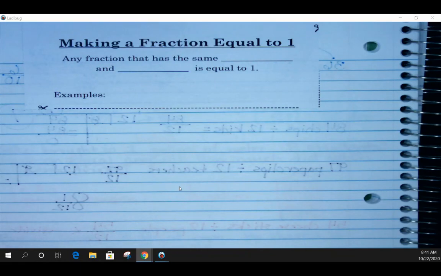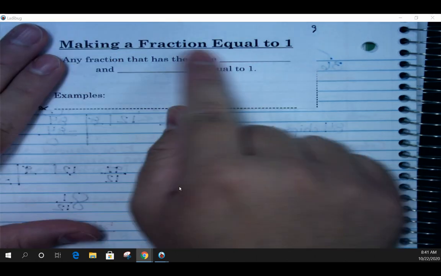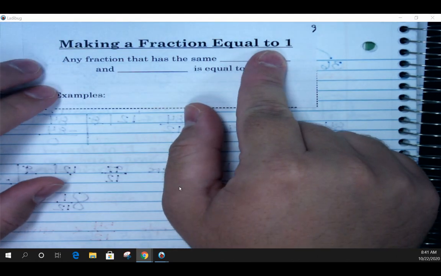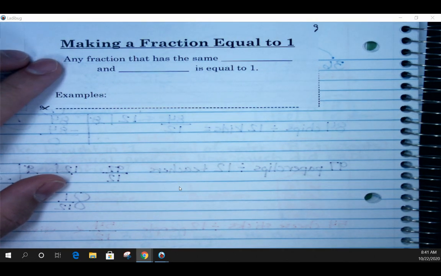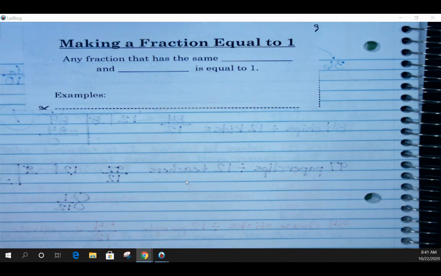For those of you at home, this might be a little slow moving for you, but that's good because while you're waiting on us to cut and paste, you can write this in your journal. The first thing we're going to do is make a fraction equal to 1. You can go ahead and copy this down and the blank there. Draw your blank so that you'll be ready to write when we go over it.